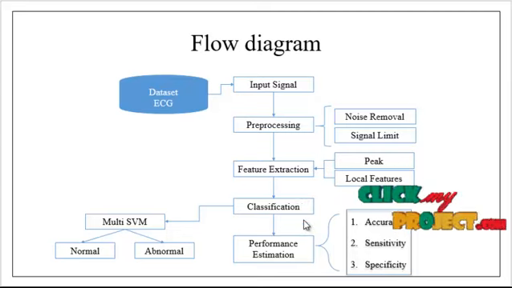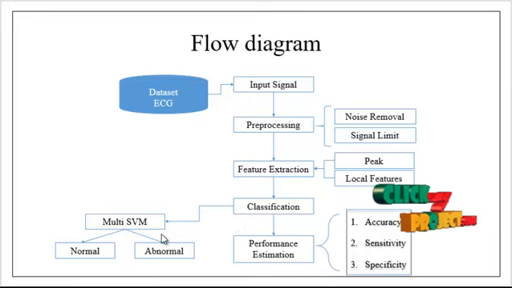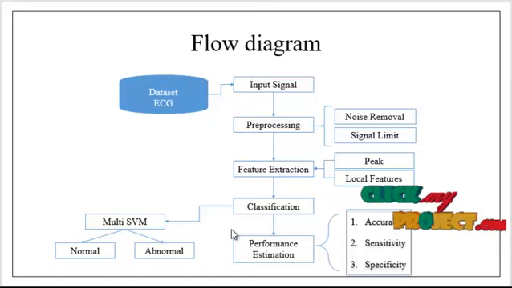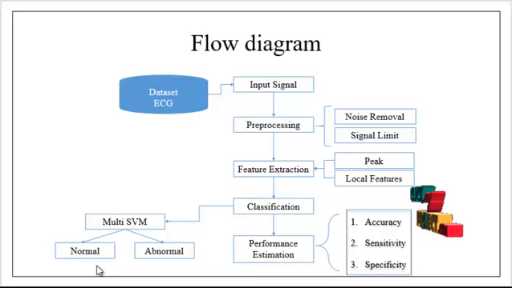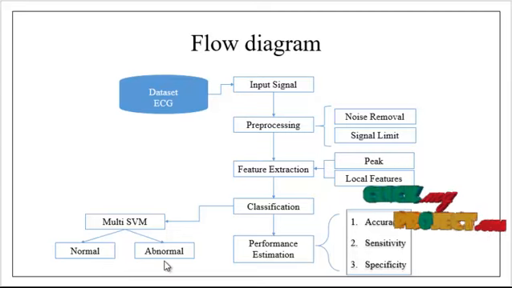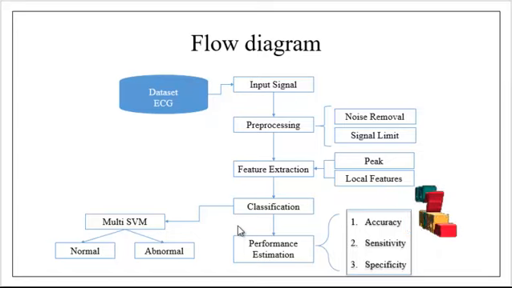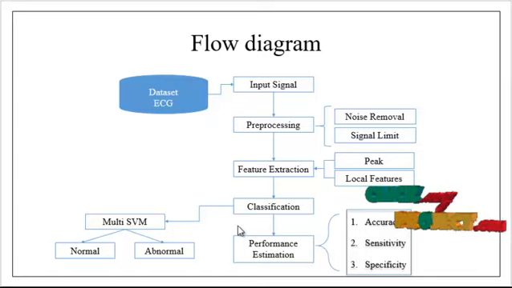After doing the feature extraction, we are going to do the classification by means of machine learning. Here we are going to use the multi-class SVM to recognize whether the input signal is authenticated or unauthenticated. In case of authenticated, the result will be displayed as normal. In case of unauthorized, the result will be displayed as an abnormal signal. The classification consists of three inputs, that is the test feature, train feature and labels.